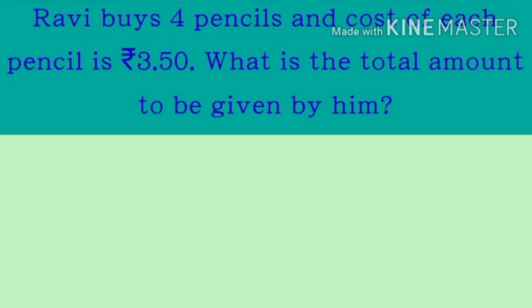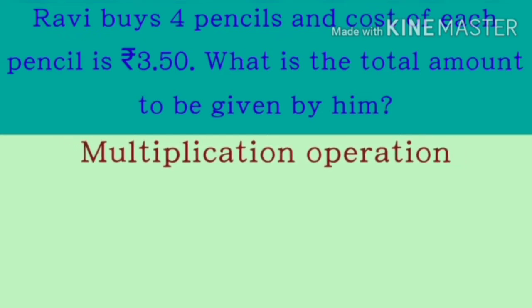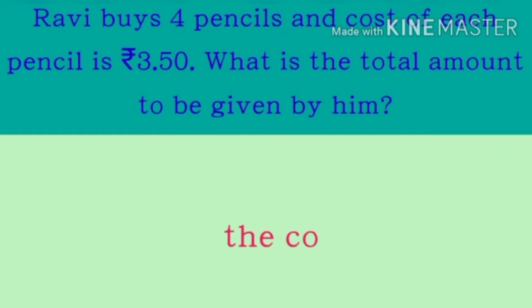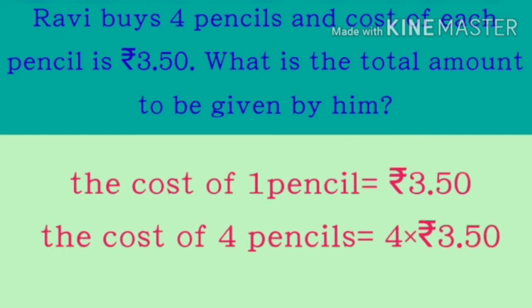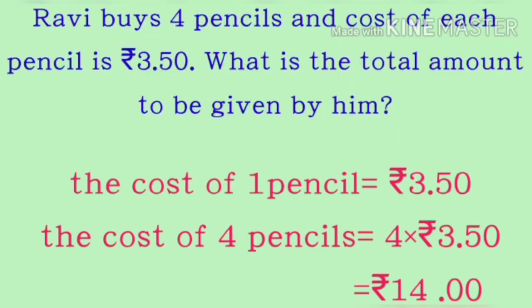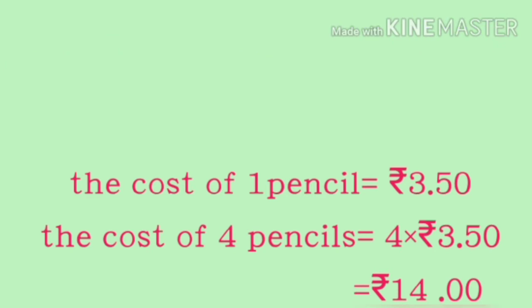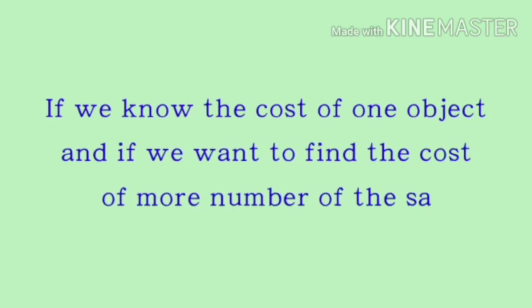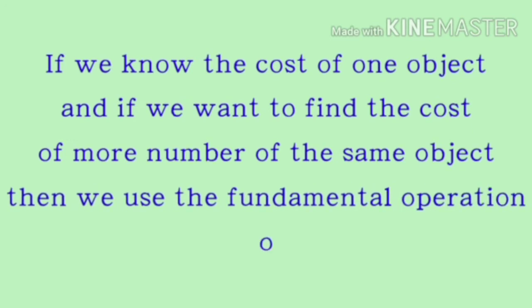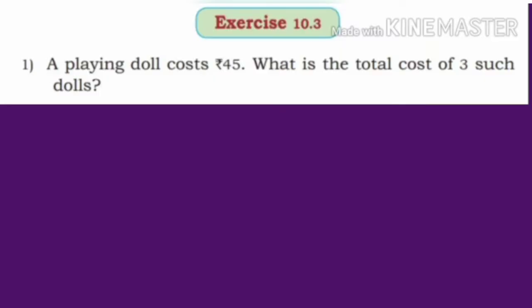Yes, multiplication operation. The cost of one pencil is 3 rupees 50 paise. The cost of 4 pencils is 4 multiplied by 3 rupees 50 paise, 14 rupees. If we know the cost of one object and we want to find the cost of more number of the same object, then we use the fundamental operation of multiplication. Let us solve the exercise 10.3.